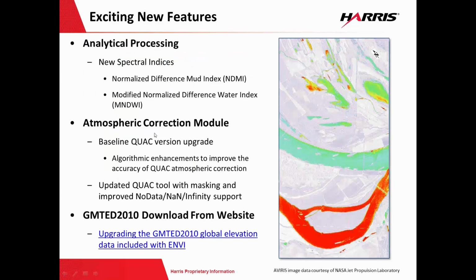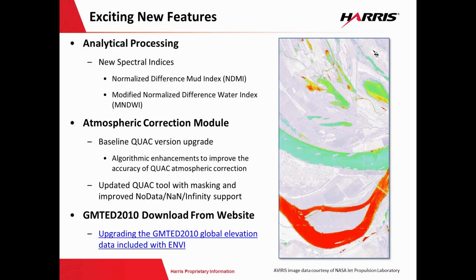A couple of other things that we've done. We've added a couple of new spectral indices. The normalized difference mud index is very good for extracting information about shallow or turbid waters from an image. We also have the modified normalized difference water index. This is one I've used a lot, so it's very good at extracting open water from imagery. There's a lot of different use cases for that, whether you're looking at maybe where water has changed because of drought or maybe because of flood. The modified normalized difference water index is really good for getting that information out of images.